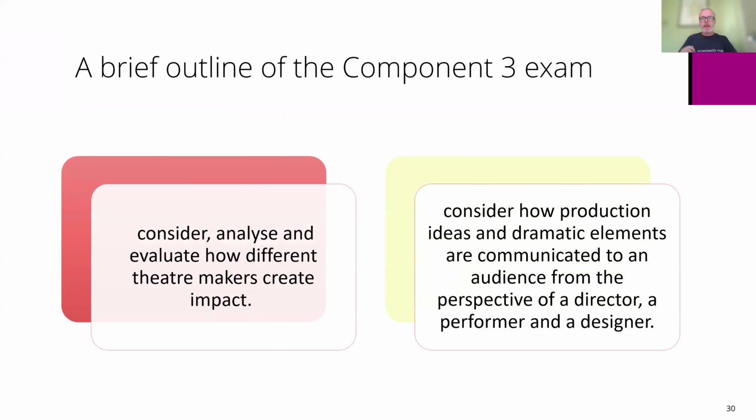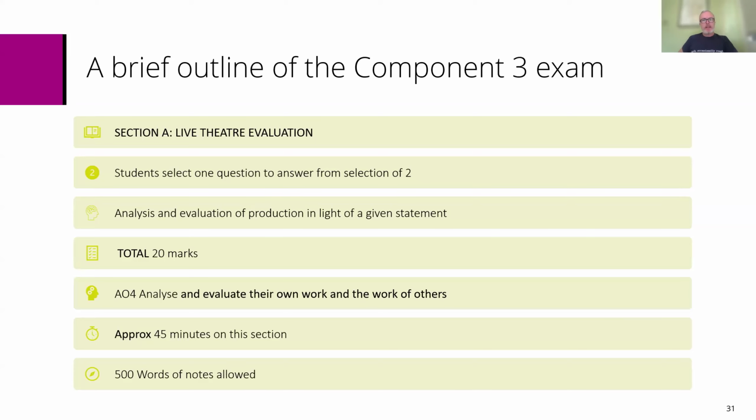No, looking good. Okay, let's move on to component 3. There are 3 sections to the exam, and students are required to understand how theatre makers create impact and how ideas and elements are communicated to an audience from a director's perspective, a performer's, and a designer's. Now, section A is the live theatre and the analysis and evaluation of something that they've been to see. They're going to select 1 question to answer from a selection of 2. There's going to be a question which is generally mostly about performance, and one which is generally mostly about design. It's worth 20 marks, and students should take about 45 minutes to answer this section.